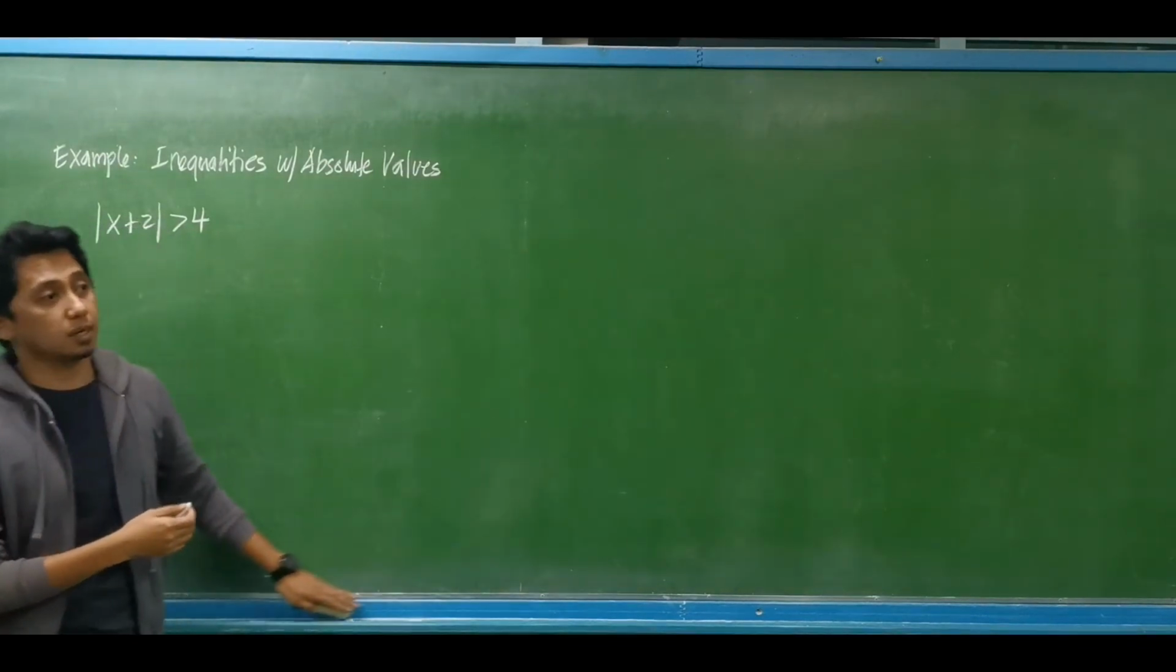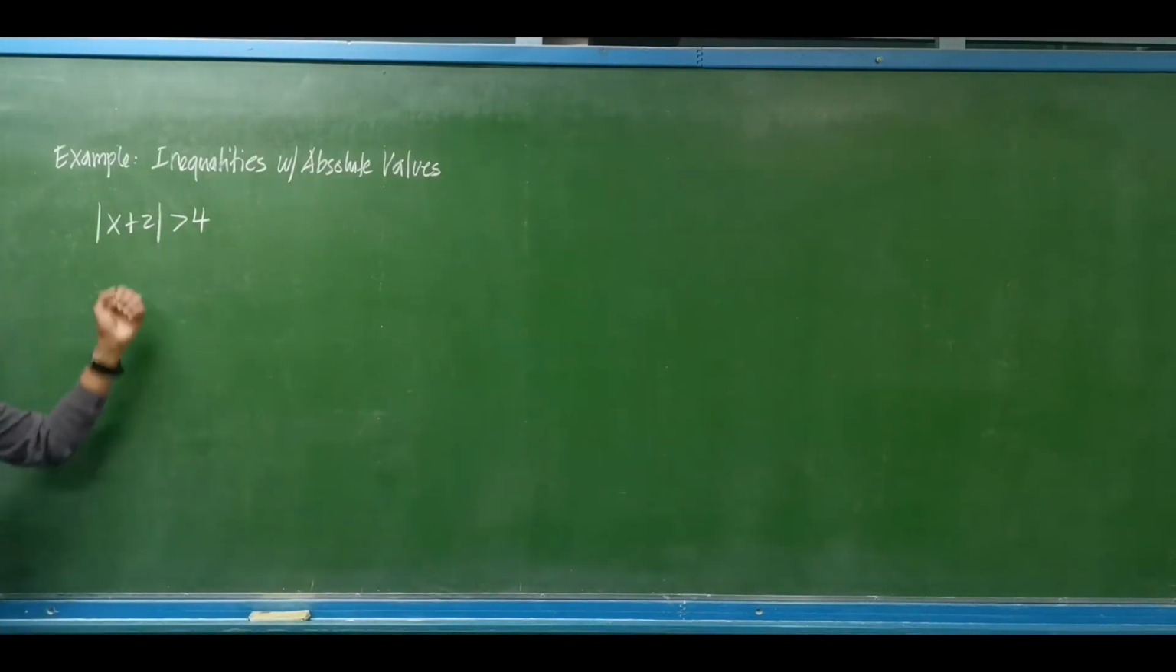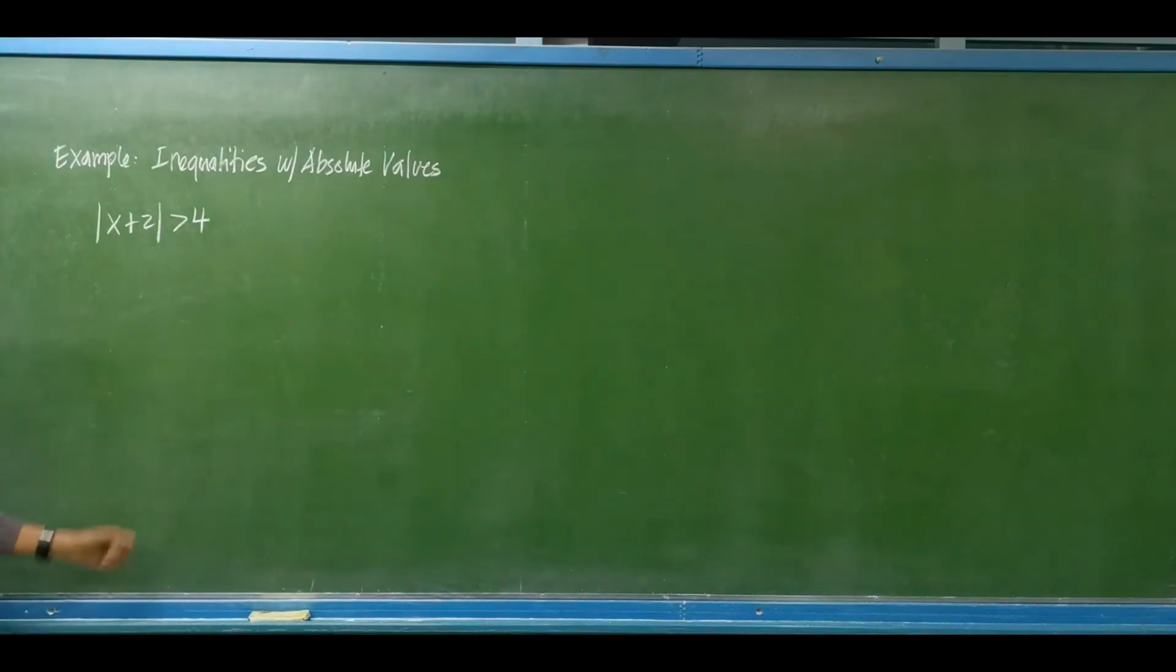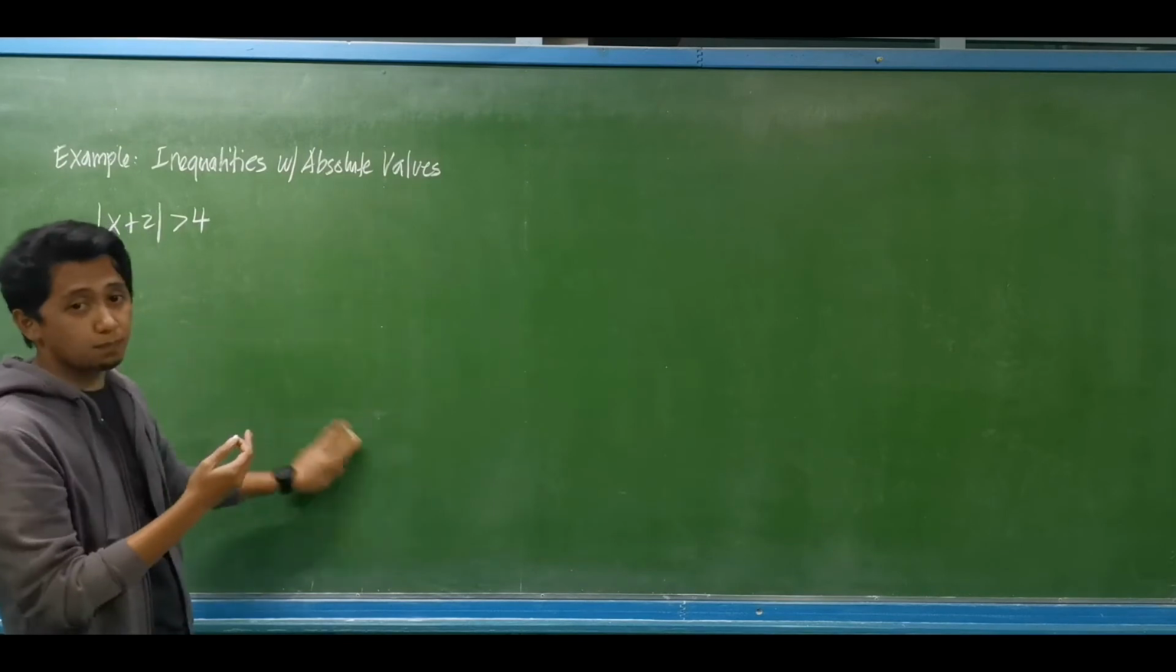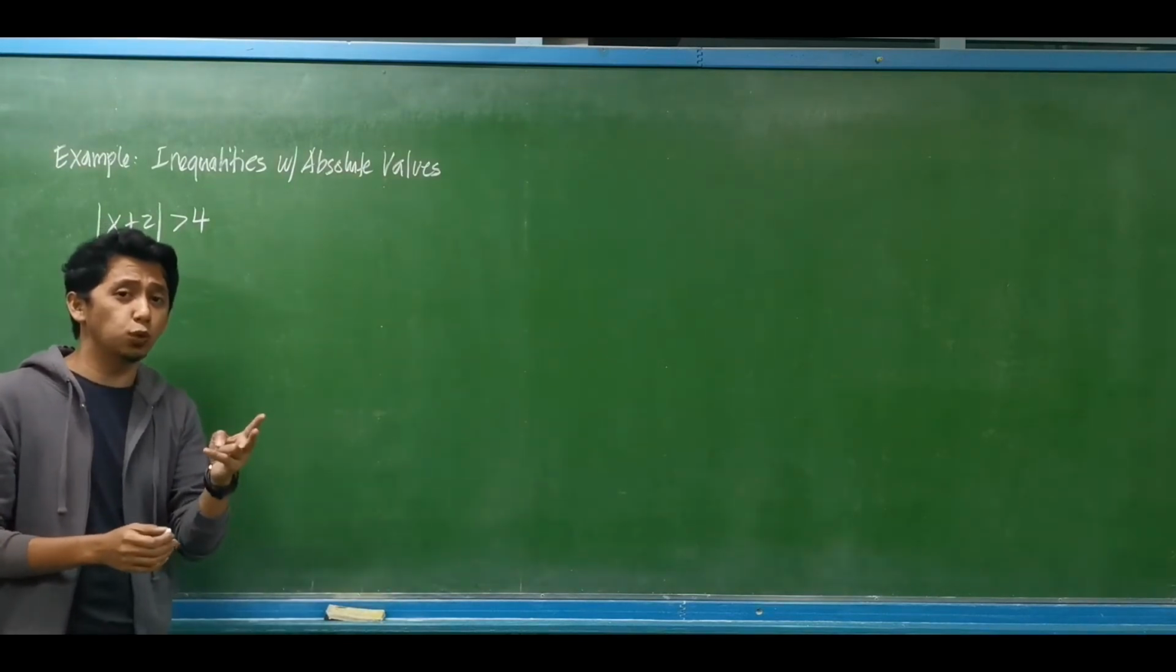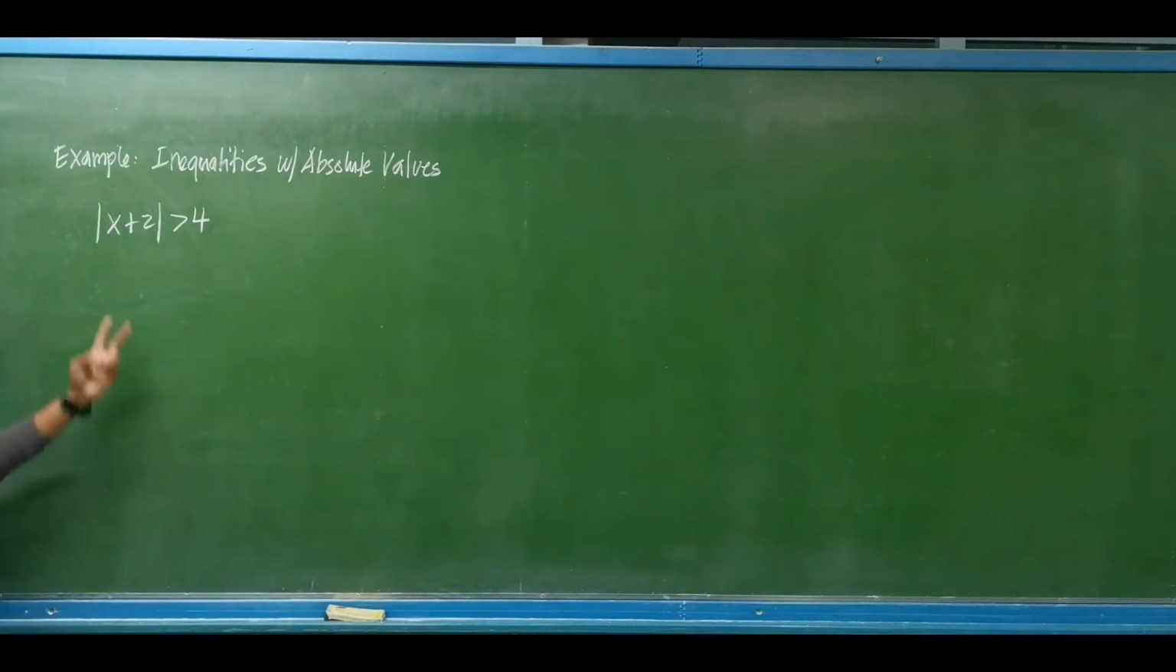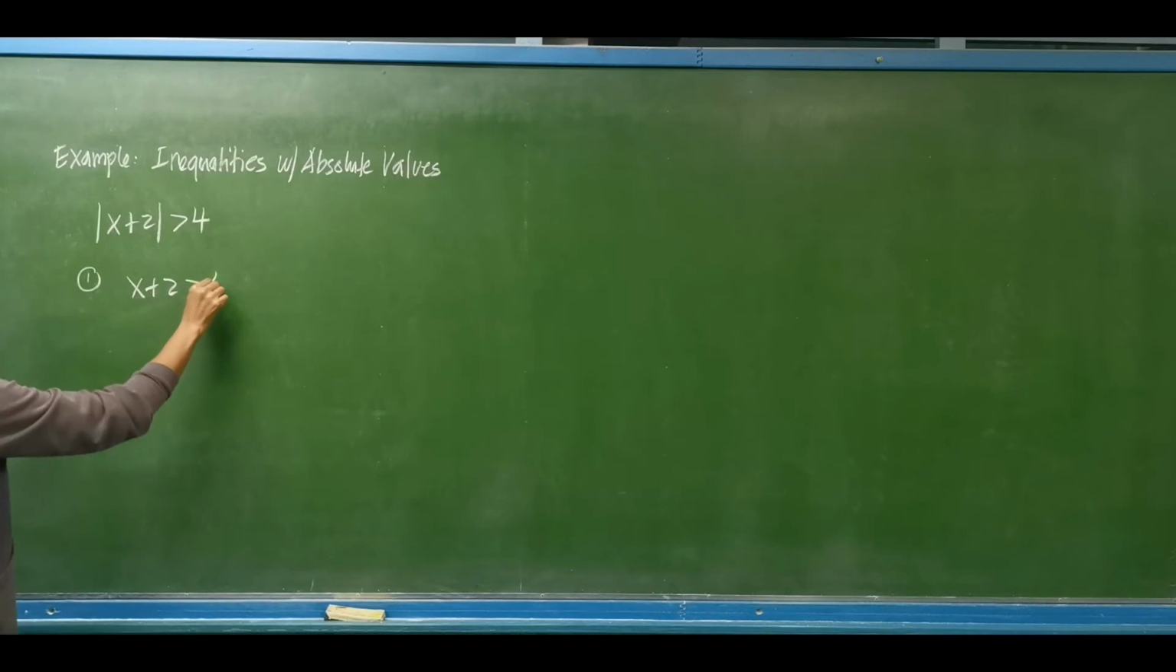Let's have this case, that is the inequalities with absolute values. For example, we have the absolute value of x plus 2 is greater than 4. So we are to consider the two possible cases. That is, what if we have x plus 2 is actually greater than 4.